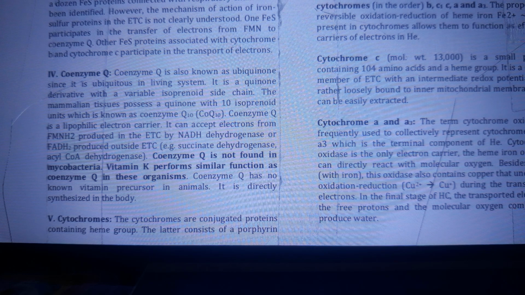Cytochrome c, molecular weight 13,000, is a small protein containing 104 amino acids and a heme group. It is a central member of the ETC with an intermediate redox potential. It is rather loosely bound to the inner mitochondrial membrane and can be easily extracted.